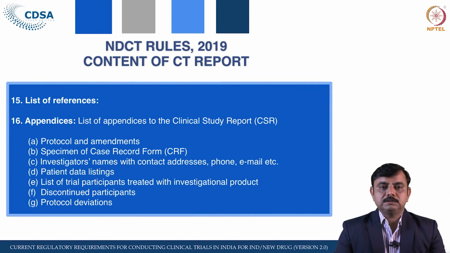The next part is the appendices. In this section, the list of appendices to the clinical study report, like the protocol and amendment, specimen of the case record form, investigator name with contact address, phone, email and the details of the investigator. Then the patient data listing, the list of trial participants treated with investigational product, has to be submitted.